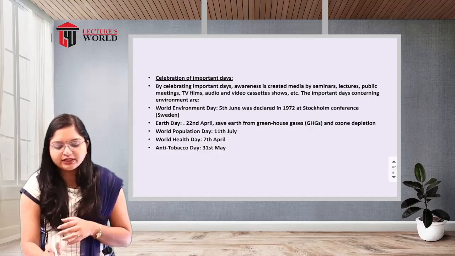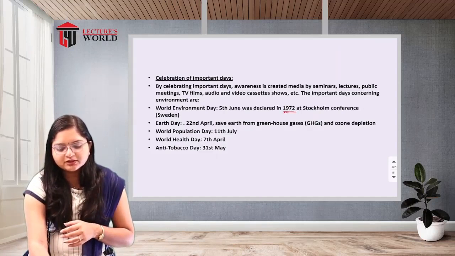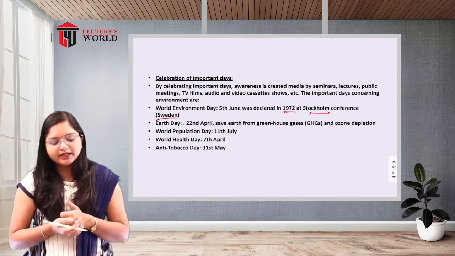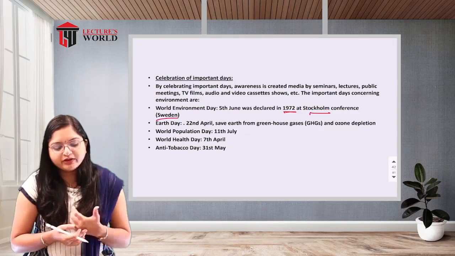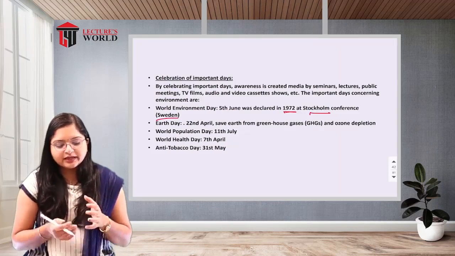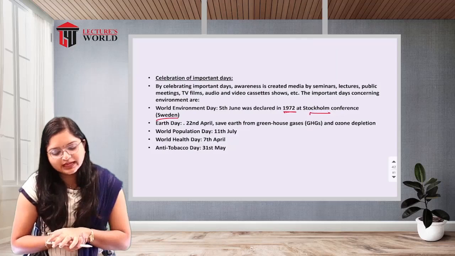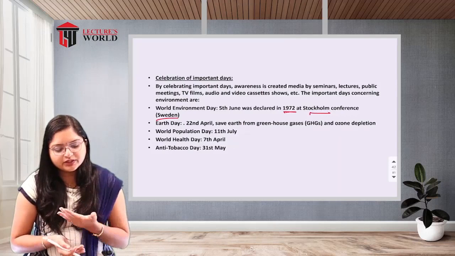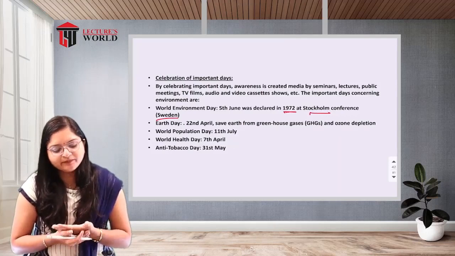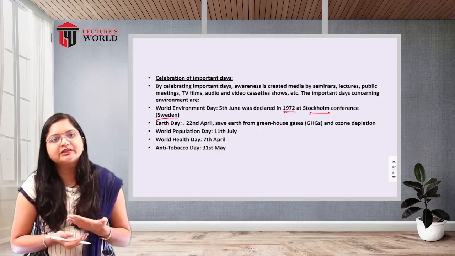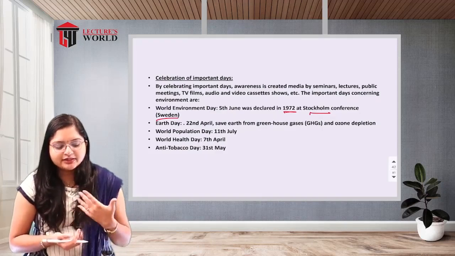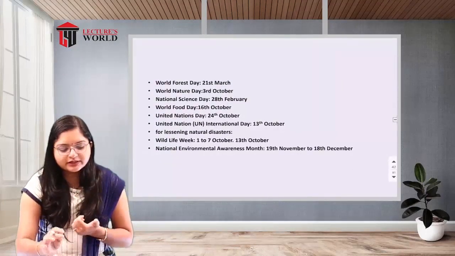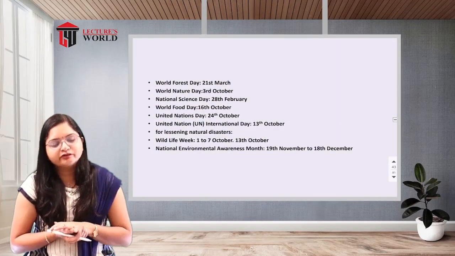It was declared in 1972 at the Stockholm Conference, in Sweden. Then Earth Day, which we are celebrating on every 22nd of April, to save the Earth from greenhouse gases, that is GHGs, and ozone depletion. And then World Population Day, every 11th July we are celebrating. Then World Health Day, every 7th April. And Anti-Tobacco Day, 31st May.